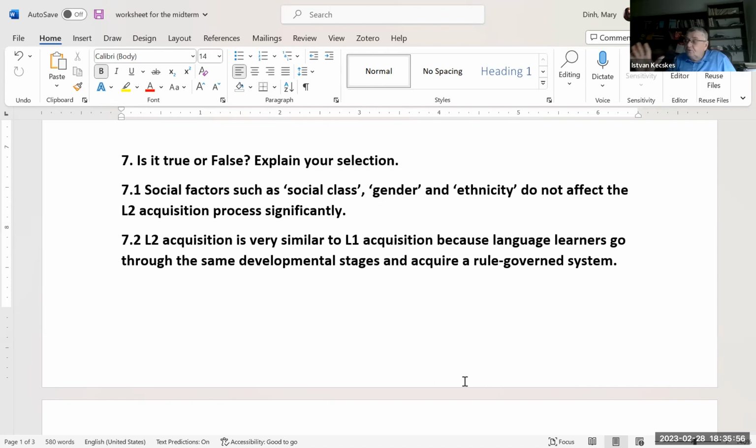So no matter what kind of language we are talking about, language learners acquire a rule-governed system. And that rule-governed system is not only about grammar, but even about the use of the language, because we have social rules as well. So after all, that is undebatable. However, the first part is debatable, depends on whether you accept it or not.